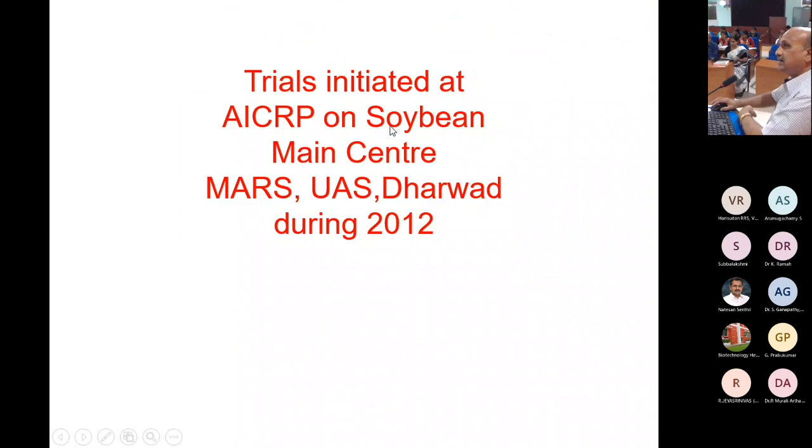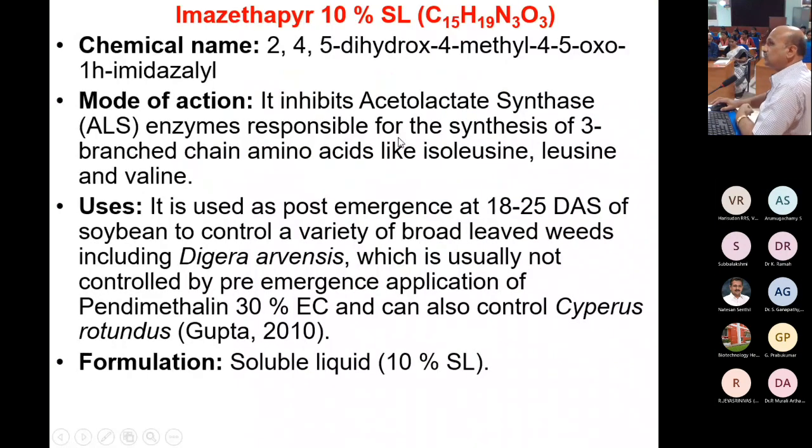So looking at this, I tried to find out the effect of the herbicide imazethapyr on the succeeding crop. The chemical name you know well, 2,4,5-dioxy-4-methyl 4,5-oxodimazole, and the mode of action you know well: it acts on the acetolactate synthase enzyme. This is responsible for the synthesis of three branched-chain amino acids: isoleucine, leucine and valine.